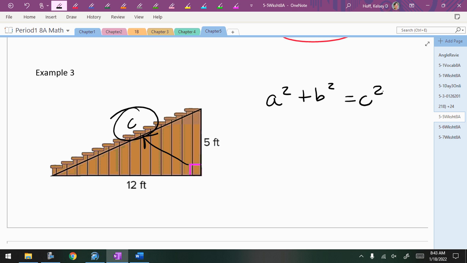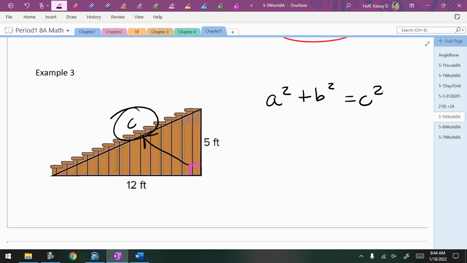Okay, but if you don't have any work, I'm not giving you any credit. You have nothing written down. Sorry, I didn't mean to hit you with that. What is C? What'd you get, Allison? 13, what'd you put as a label? Feet. Anybody else get 13 feet?